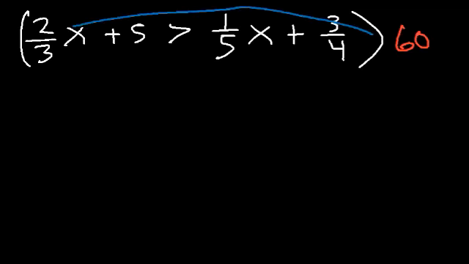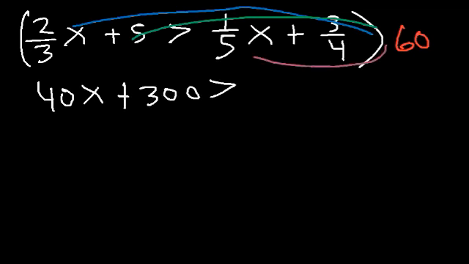So what is 2 over 3x times 60? 60 divided by 3 is 20. 20 times 2 is 40. So we have 40x. And then 60 times 5. If 6 times 5 is 30, 60 times 5 is 300.